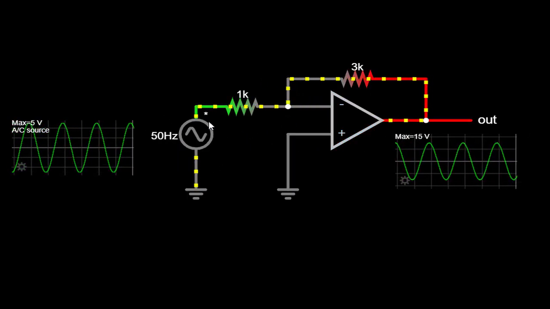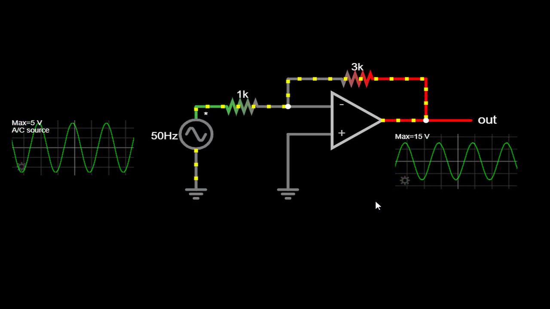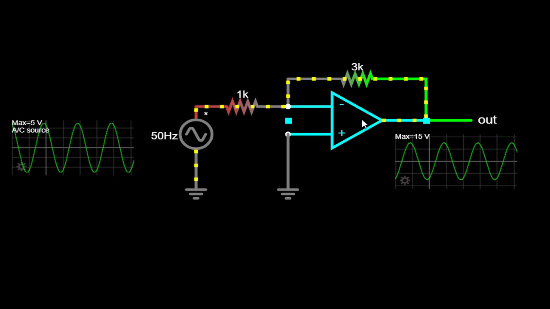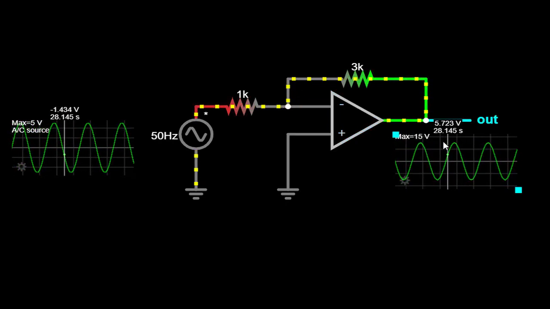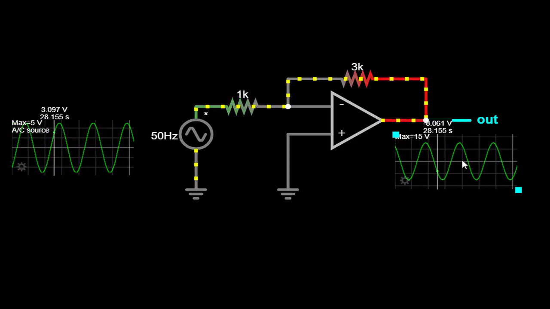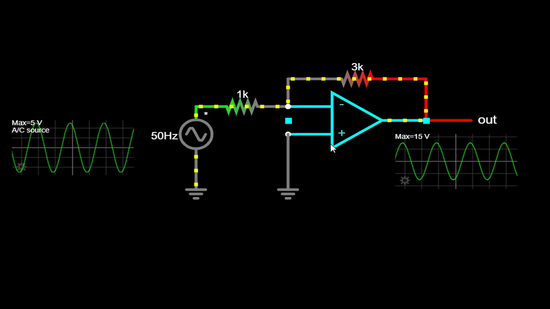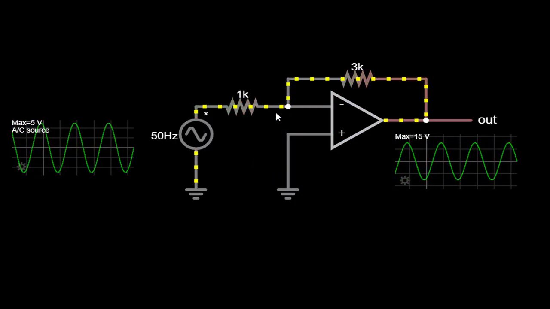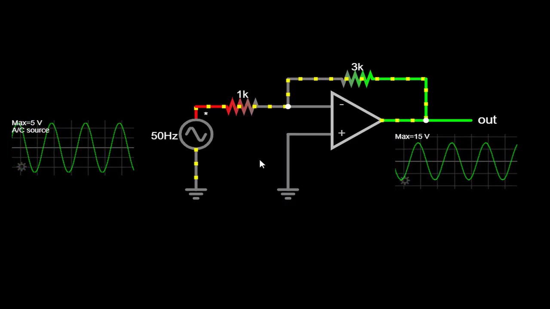So what exactly is an inverting amplifier? Well, an inverting amplifier is a basic operational amplifier, op-amp for short, configuration that produces an output signal that is the inverse or opposite of the input signal. This configuration is commonly used in various electronic circuits and signal processing applications.